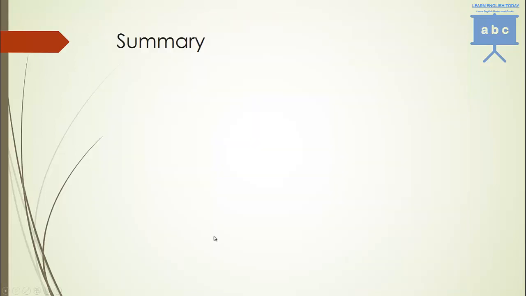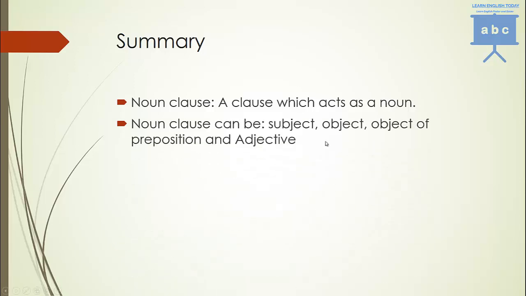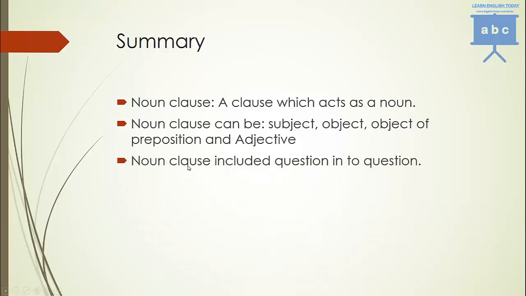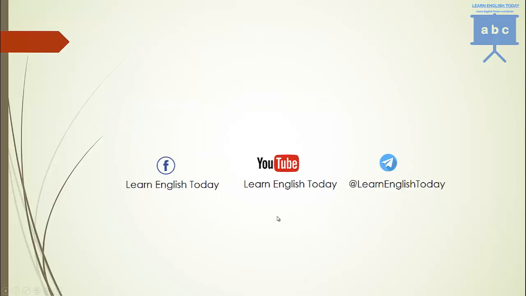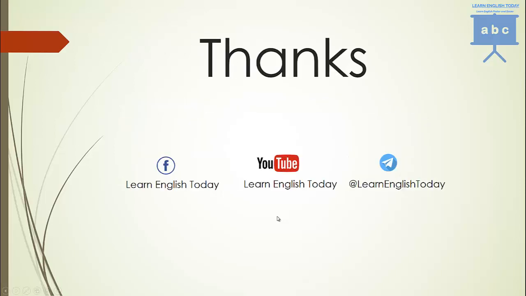Okay? So let's summarize today's lesson. A noun clause is a clause which acts as a noun. And a noun clause can be a subject, an object, an object of a preposition, and an adjective complement. And also there are noun clauses with a question included in a question, and noun clauses with a question included in a statement. Okay? Thanks. That was our lesson for today about noun clauses.